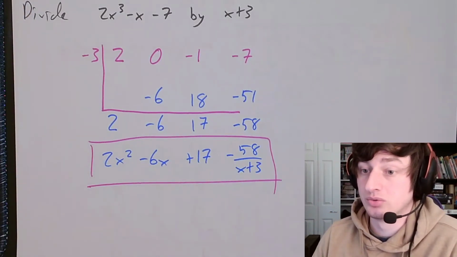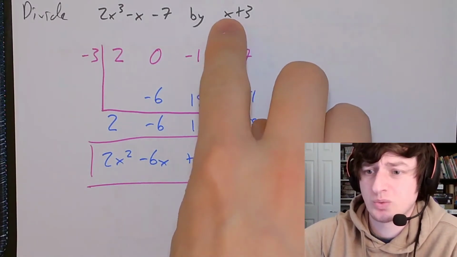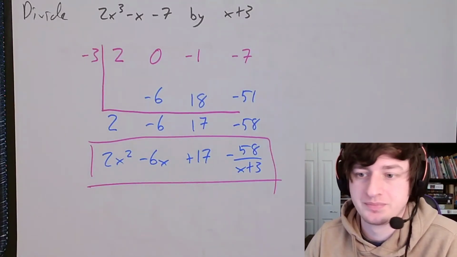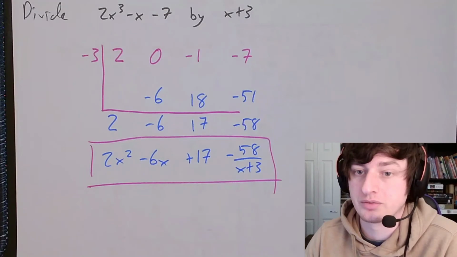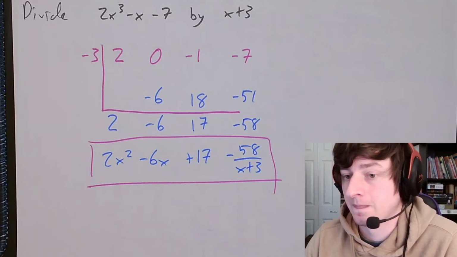Now, this only really works if you've got just x plus 3. If this was x squared or something like that, this synthetic division, don't use it. You need to use the long division. But if it's x plus or minus some number, you should be good.